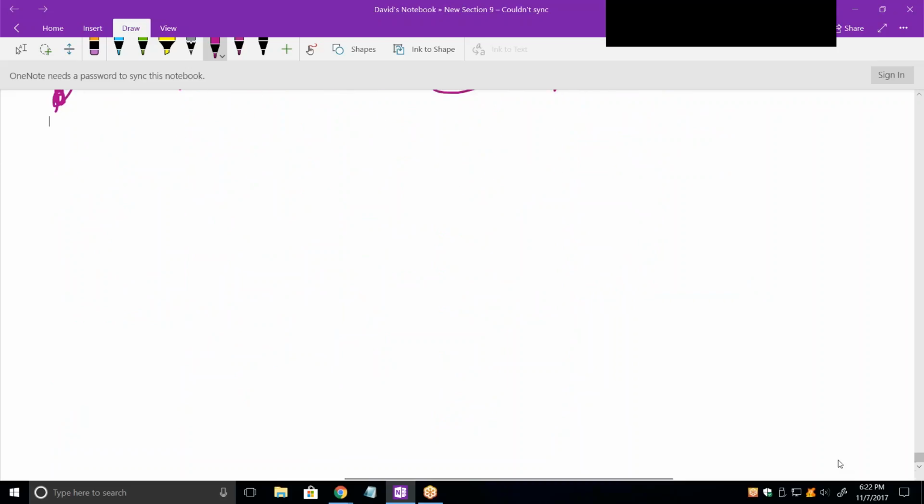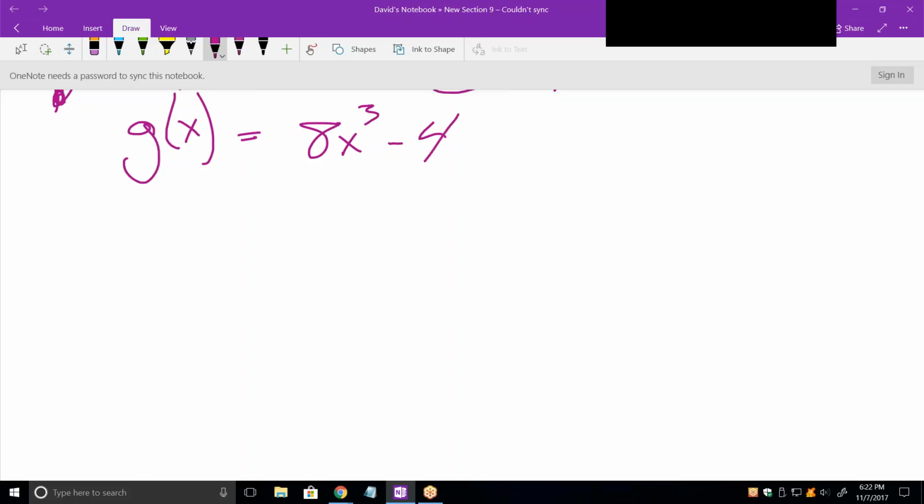So, the last one of this section is g of x equals 8x to the third minus 4x to the second plus 2 over x. Is that a polynomial? You're probably saying yes because there's an exponent right there, and all my exponents are positive integers. But my x is in the denominator here. That's a no-no for a polynomial.